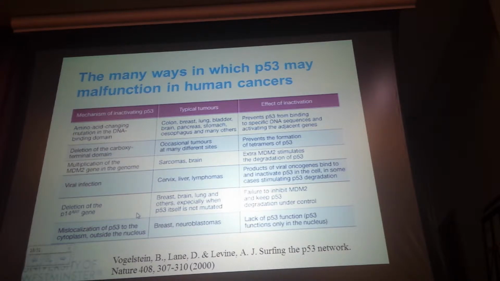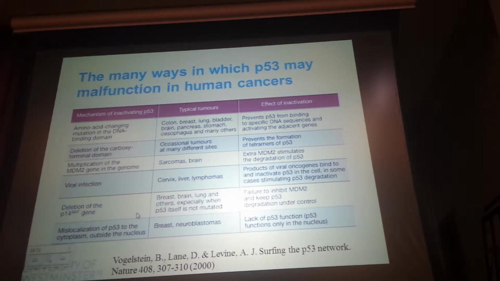There are many ways in which P53 may malfunction in human cancer. Here are a few examples. You can have some amino acid change and mutation in the DNA binding domain. P53 binds to other genes because it's a transcription factor. So it binds to DNA to regulate expression of certain genes which are involved in apoptosis or cell death.